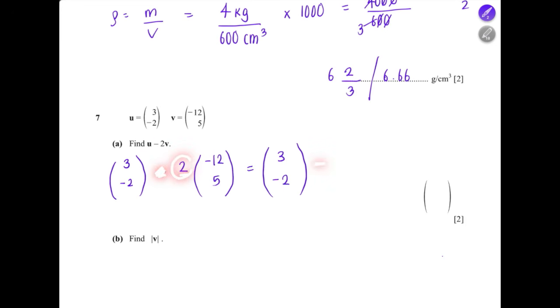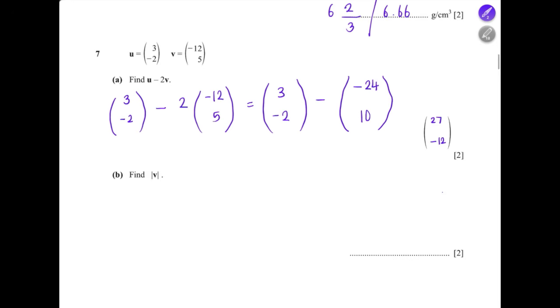We'll just work on 2 first. So 2 times negative 12 is going to be negative 24. And 2 times 5 is 10. Now we can subtract this. So 3 minus negative 24 is going to be 3 plus 24, and that is going to be 27. And then negative 2 minus 10 is going to be negative 12.